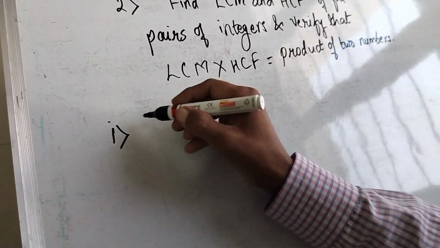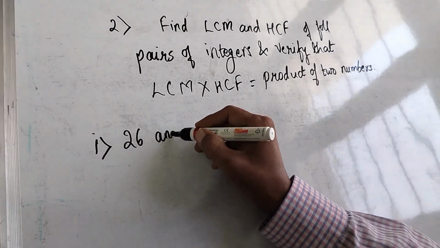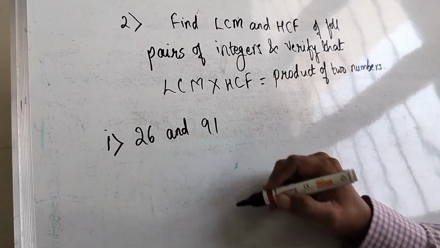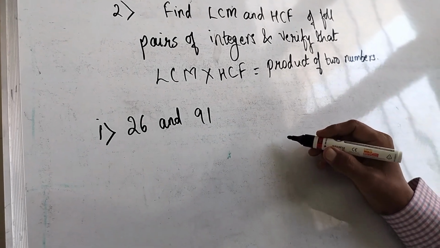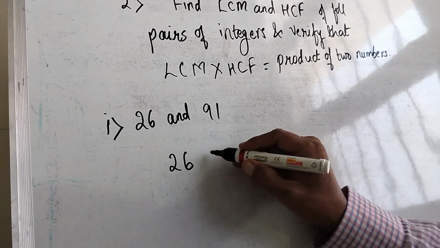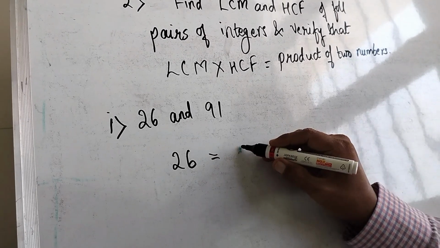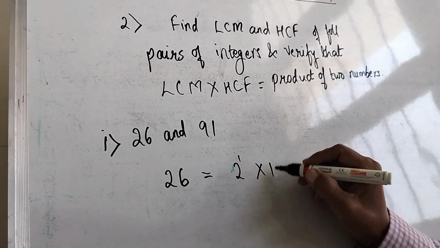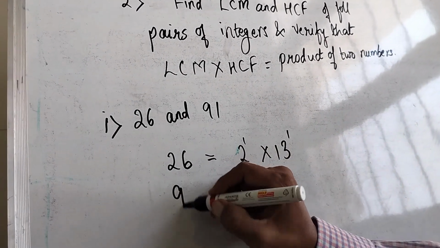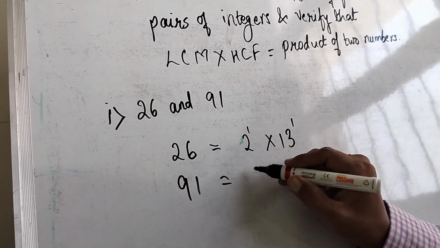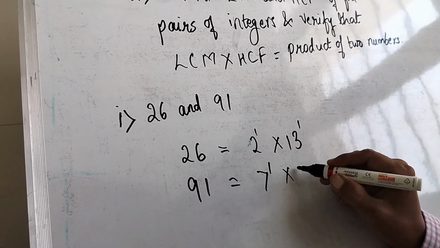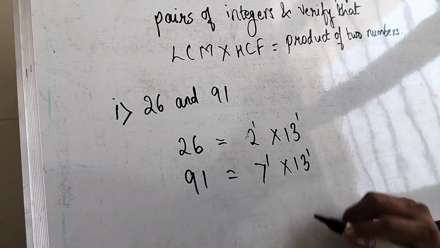Now here the first question is 26 and 91. You have to find the factors again to find the HCF and LCM. So for 26 we have the factors as 2 raised to 1 and 13 raised to 1. Similarly for 91 we have factors 7 raised to 1 and 13 raised to 1.